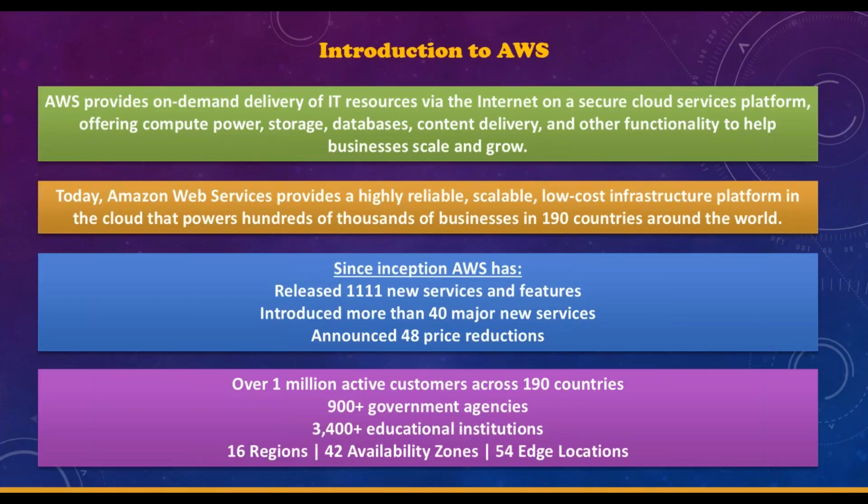That is into different categories. They've got government agents, educational institutes, non-profit organizations, public limited, private limited, small scale, medium scale, multinational, right? All kinds of customers. And their data center, like I said, is spread across 16 regions, that is 16 physical locations of the world, 42 availability zones, 54 edge locations.